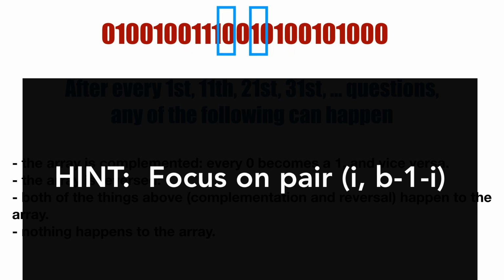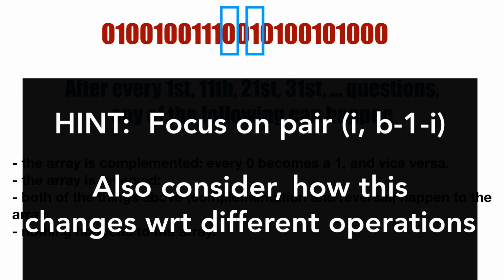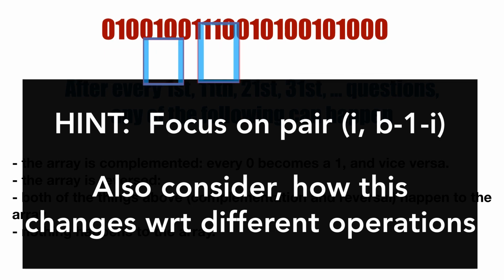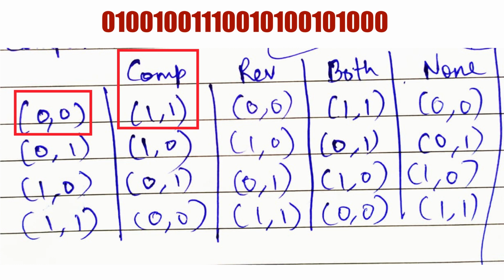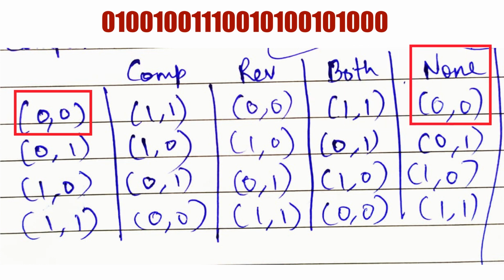Another example would be this. All right. So consider such pairs and think how will they change with respect to different operations. So once I did that, I have this pen and paper diagram that I had drawn. On the left hand side, you can see that if I take the pair 0, 0, if I complement it, it will become 1, 1, right? If I reverse it, it will stay the same. If I do both of the operations, it will again become 1, 1. And if I don't perform anything, it will stay at 0, 0, right?